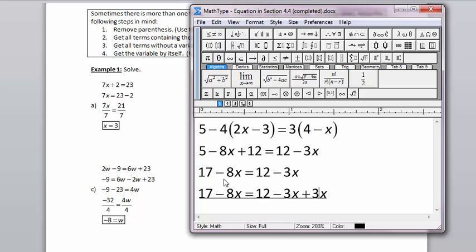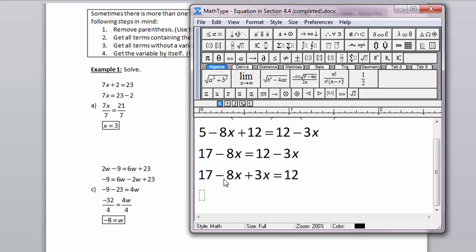We're going to add 3x to both sides. We do that because negative 3x plus 3x is 0x. So the only x's present now are on the left-hand side. So we've got 17 minus 5x. Negative 8 plus 3 is negative 5 equals 12.